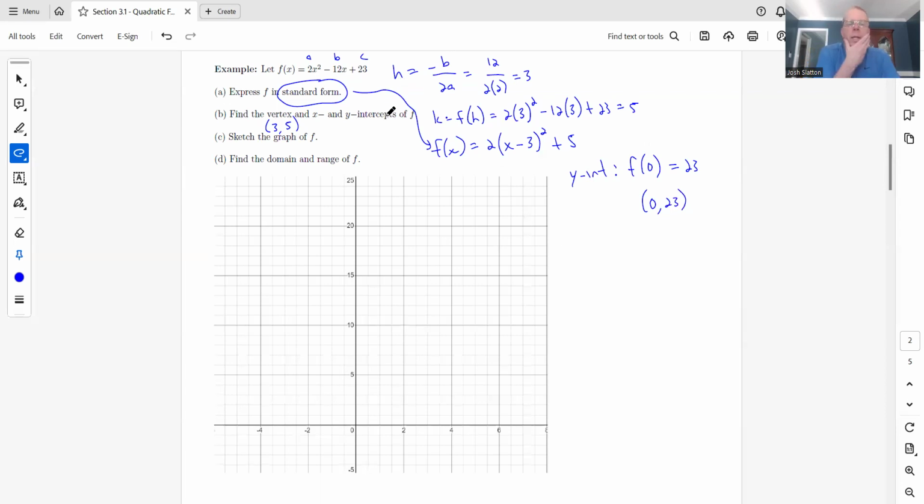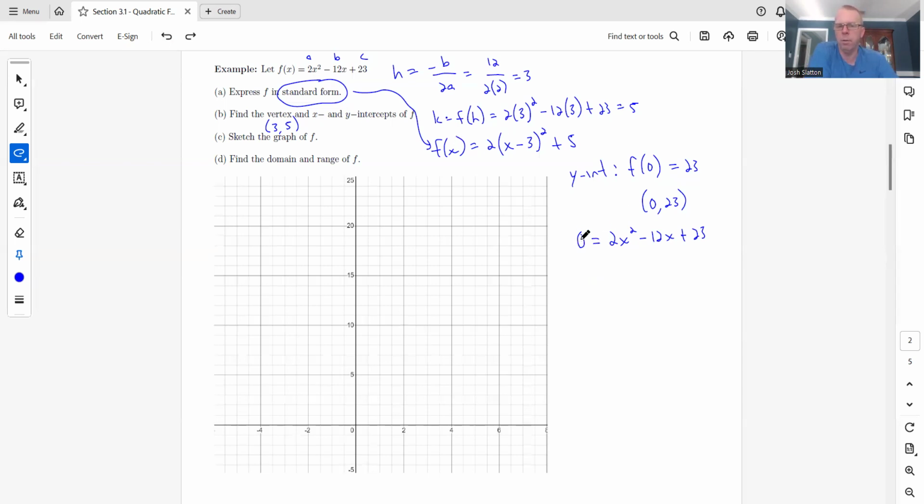Then we can find the x-intercept by setting the function equal to 0 and solving for x. And I don't think there's a way to factor this one. So we'll just use the quadratic formula. Actually, there's an easier way. Let's do it the easier way.